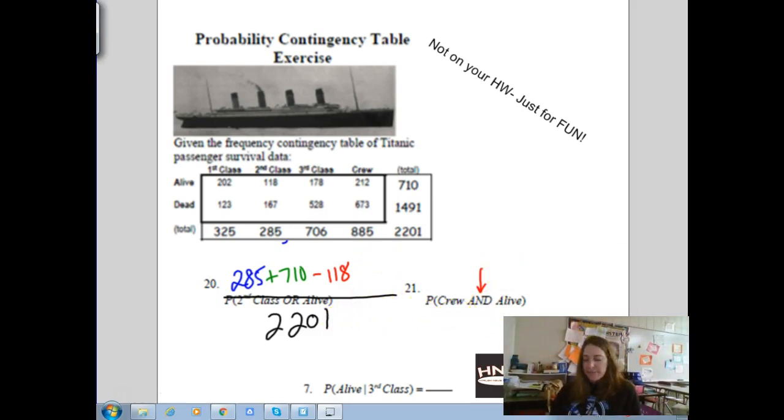Crew and alive. This is not this formula. So crew and alive means you go and find the one number on the table that you need. So crew, alive, are these 212 people out of the total 2201. So if that reduces, I don't know. Now at the bottom here, let's see here, if I could.